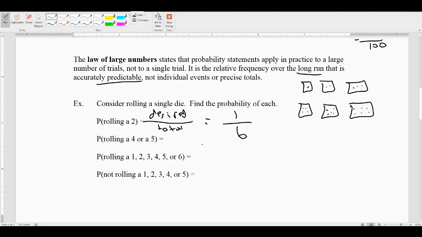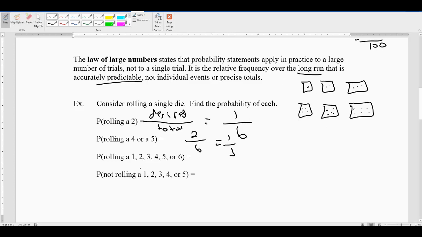How about a 4 or a 5? How many ways can you get a 4? Well, there's 1 there. How many ways can you get a 5? Well, there's 1 there. So there's 2 out of how many total? Well, there's 6 total. So when you reduce that, you get an answer of 1 over 3.